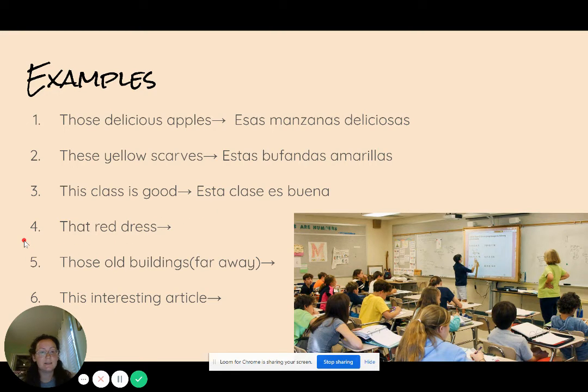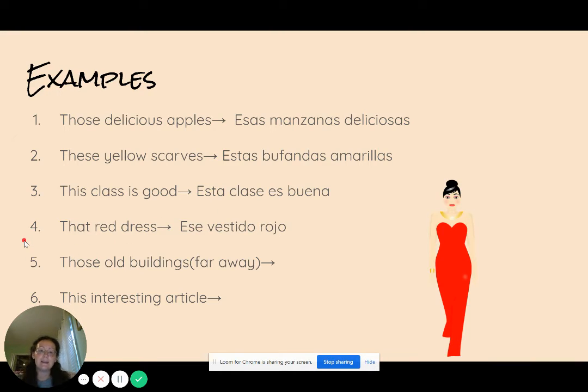That red dress, we have ese vestido rojo. The word vestido, dress, is masculine. A lot of people think that because dresses are typically for girls, they should be feminine. But we have to remember in Spanish, the feminine and masculine terminology is derived from the spelling of the word, not necessarily the purpose of the word.